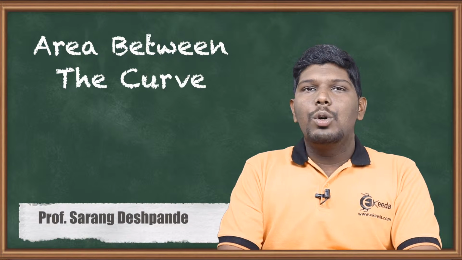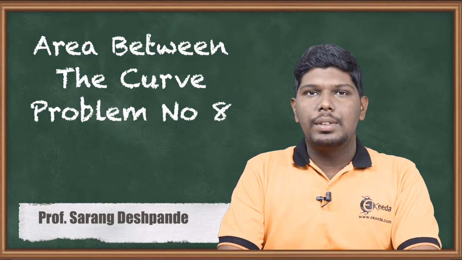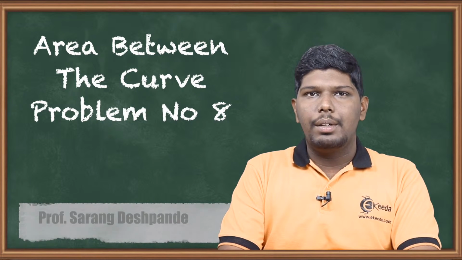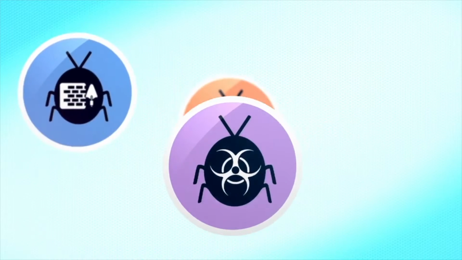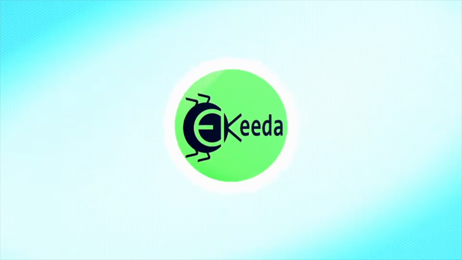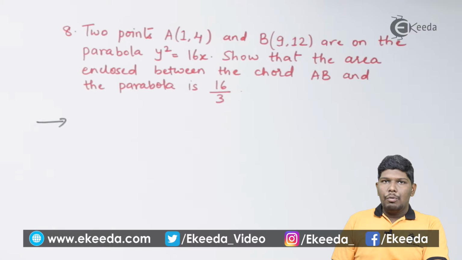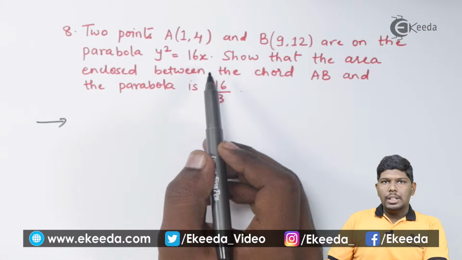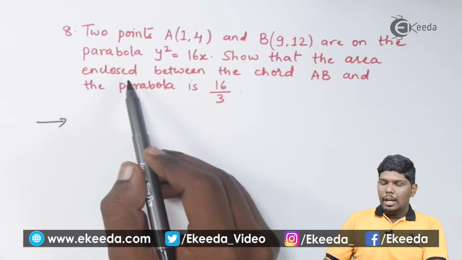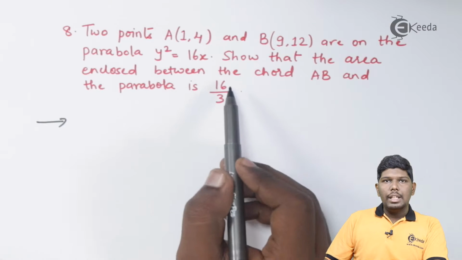Hello friends, in this video we are going to see one more problem which is based on area between two curves. Let us start with problem number 8. Two points A (1,4) and B (9,12) are on the parabola y square is equal to 16x. Show that the area enclosed between the chord AB and the parabola is 16 upon 3.